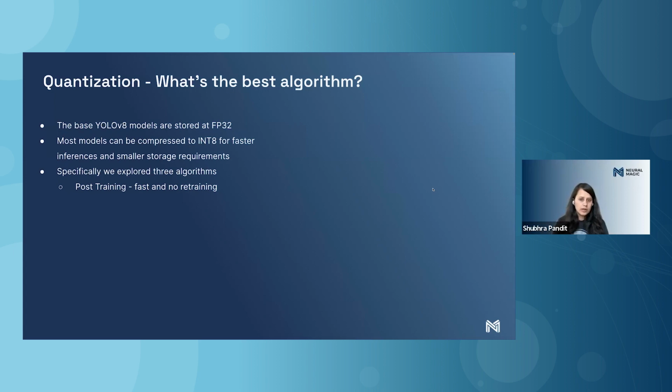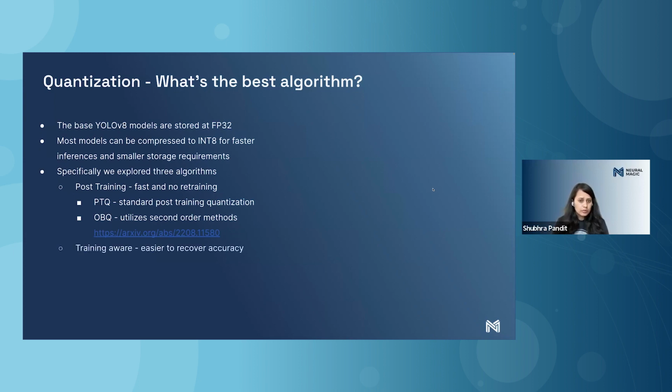And for this post-training method, we looked at the standard PTQ, post-training quantization, and a newer method, the OBQ method, optimal brain quantization. This was also developed by Dan Alistar and his team at ISTA. This is an extension based on the original OBS paper, but this method can be quite time and space efficient and can give better accuracy recovery compared at least to PTQ, and they are both one-shot methods. We also tried a training-aware approach, the quantization-aware training for the pruned models.